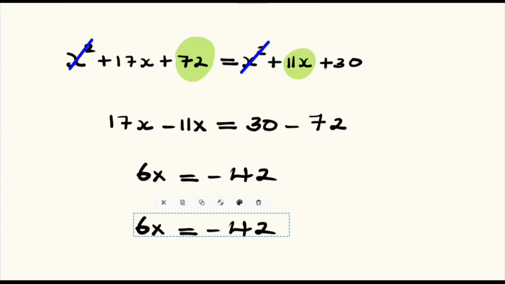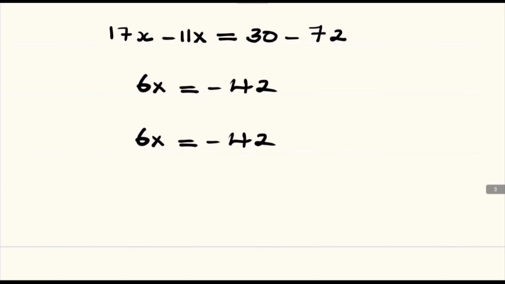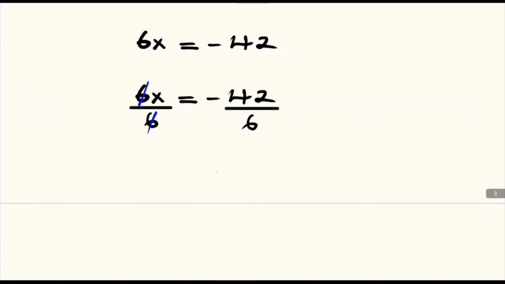Dividing both sides of the equation by 6, on the left hand side, that 6 and that 6 will cancel out, and finally our x will be equal negative 42 divided by 6, which is equal negative 7.